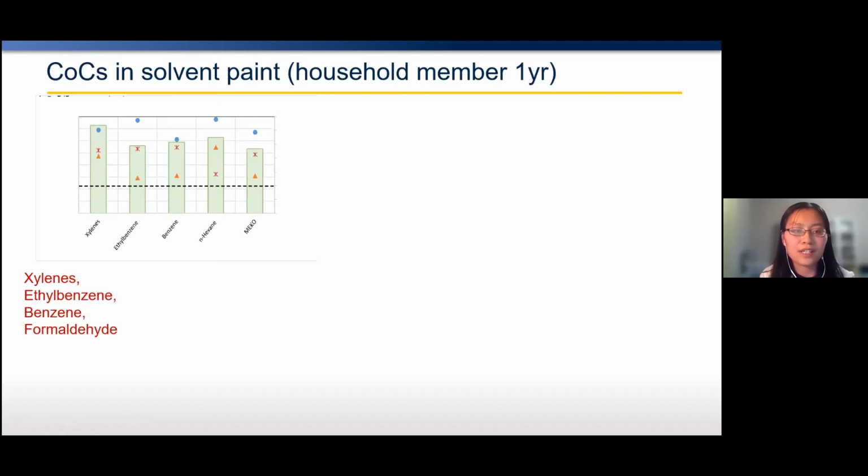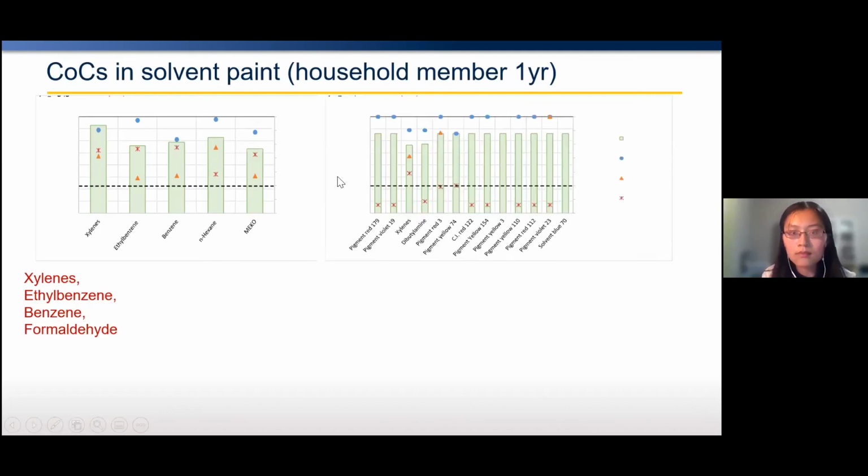And this figure is for the solvents, co-solvents, and anti-skinning agent in solvent paint. We can see that all of them are above the black line, so they are of concern. And this figure is for the colorants. All of the colorants themselves are okay, but the solvent for the colorant is of concern. And in this case, it's the xylene.